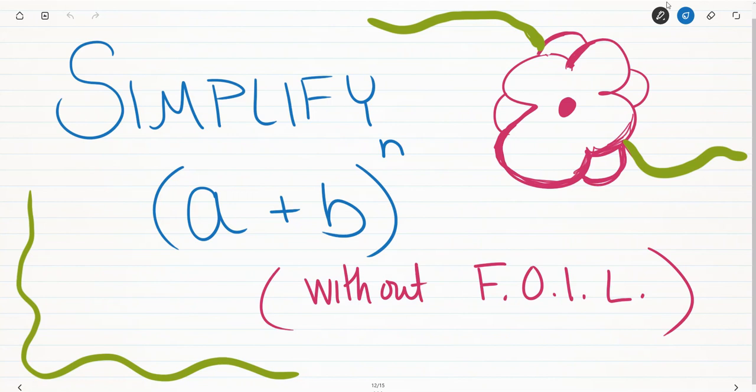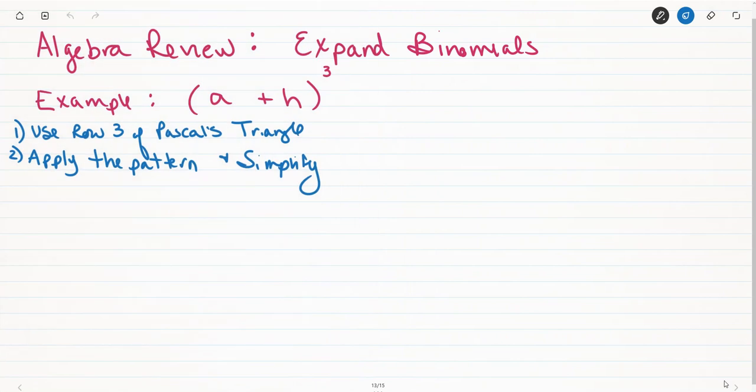Here is some algebra that you may need to review, and this algebra will help simplify the work that you're going to do as we work through some of the derivative examples. This is an example, a plus h cubed, that you could calculate out, evaluate, simplify by using FOIL. So in other words, we could take this a plus h and multiply it by itself 3 times. That's all that it means.